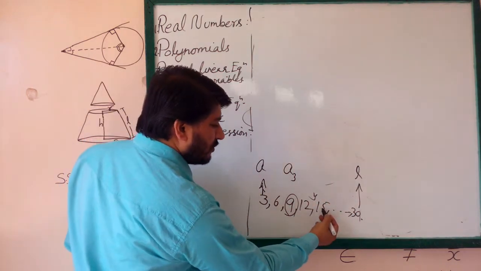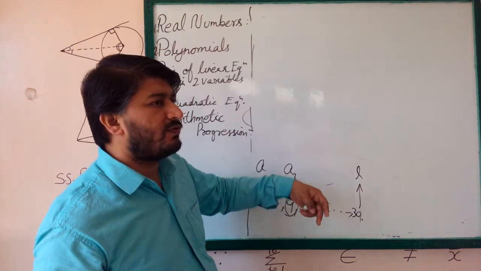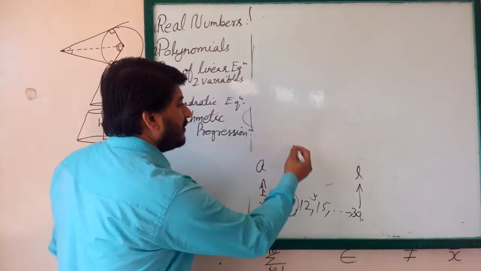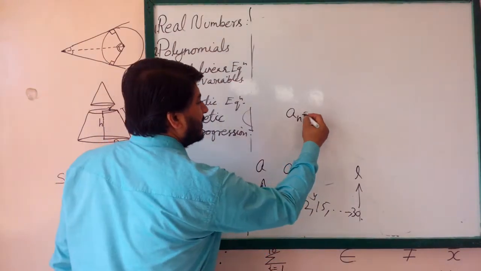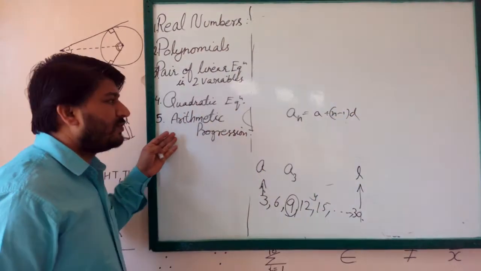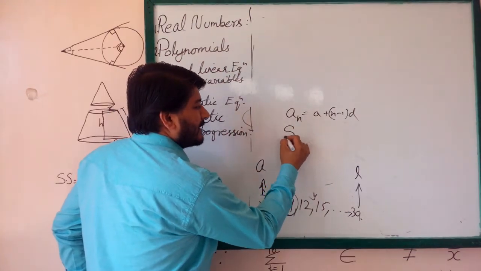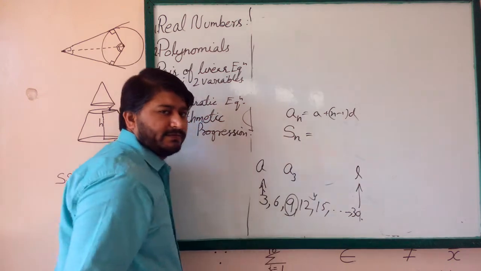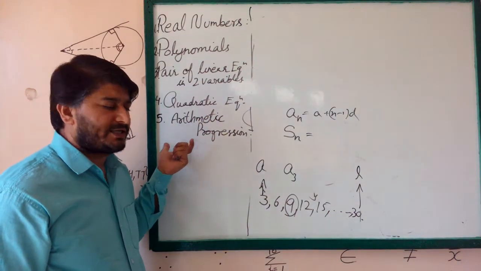Another term: suppose we don't know what comes after 15, we know actually, but if you want to find a term which is not known, you just say the nth term. And the formula for the nth term is A plus (n minus 1) into D. That we will be dealing with when we do this chapter. There is one more topic that we will be doing in this chapter, which is the sum of n terms. There are two different formulas for this. So this is what arithmetic progression is.